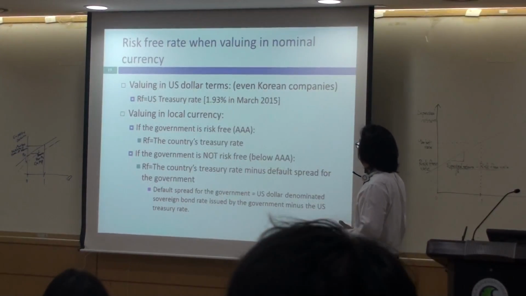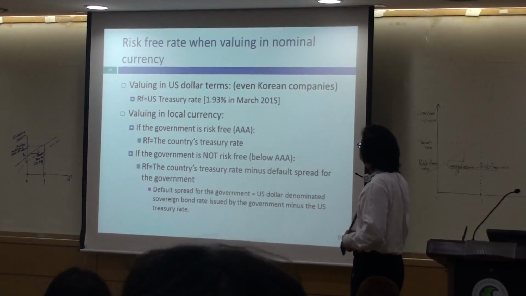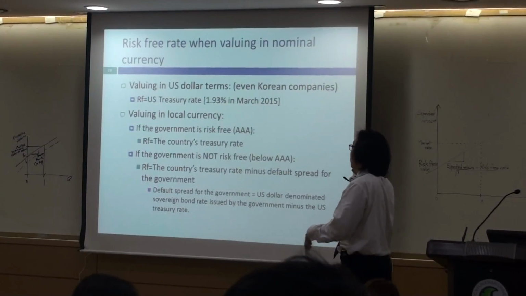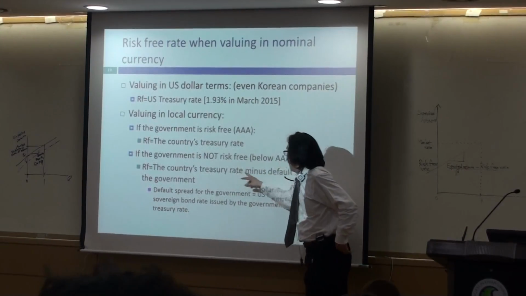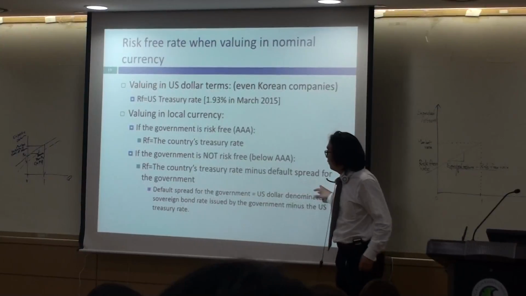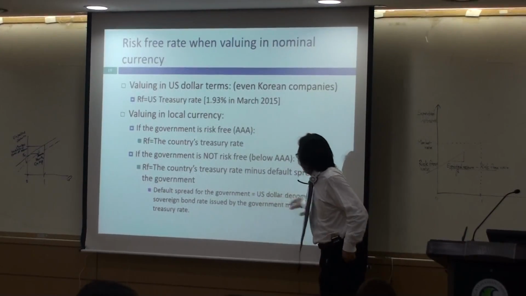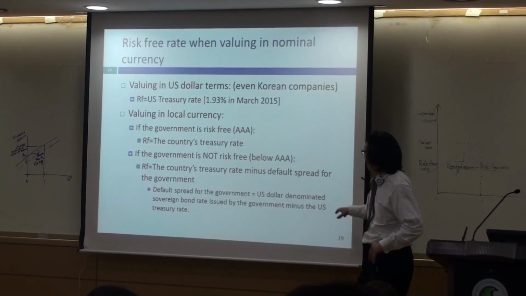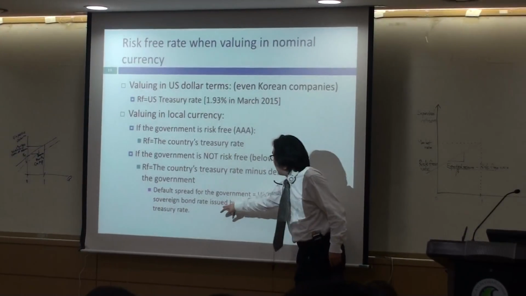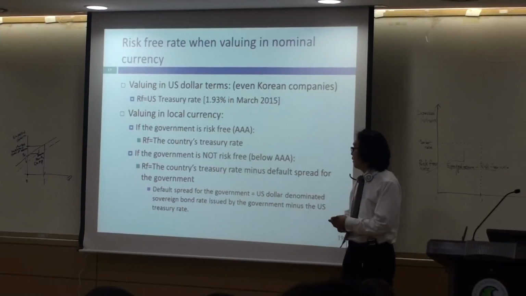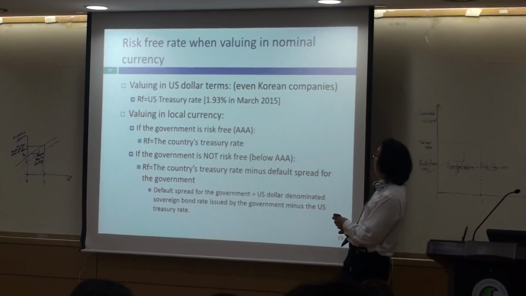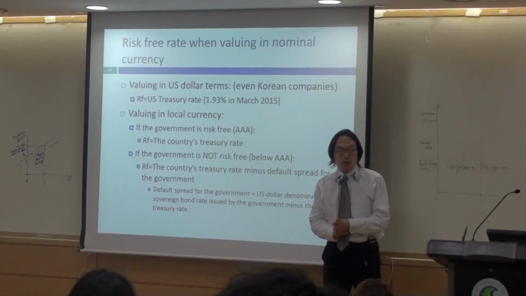Well, our risk-free rate is the country's treasury rate minus the default spread for the government. Okay? Now the default spread for the government is typically the US dollar-denominated sovereign bond rate issued by the government minus the US treasury rate. Totally called as a long word. So what do you mean by that?